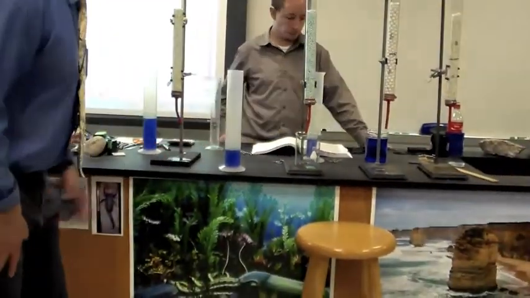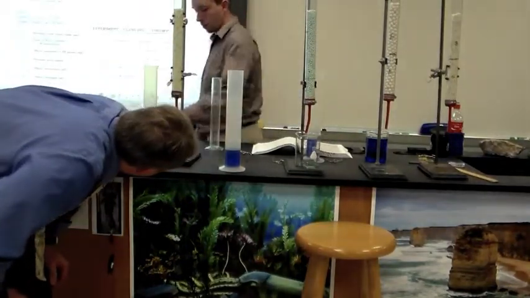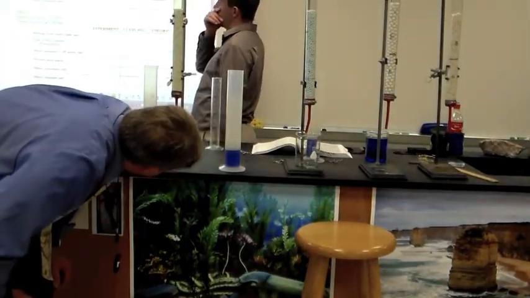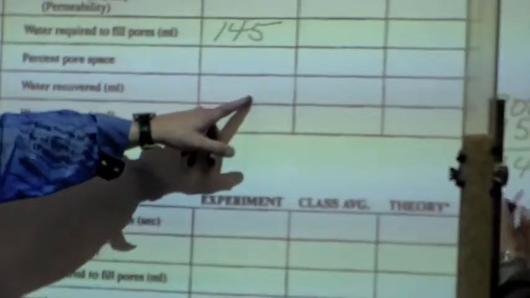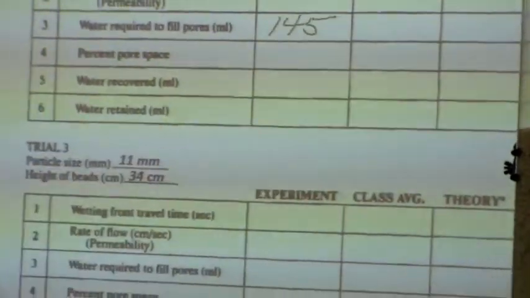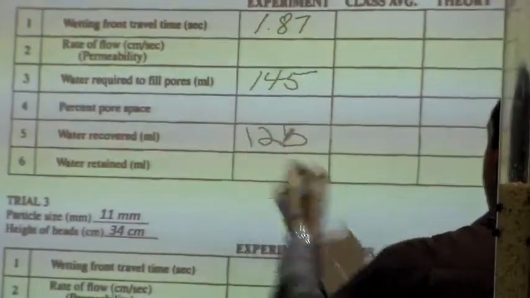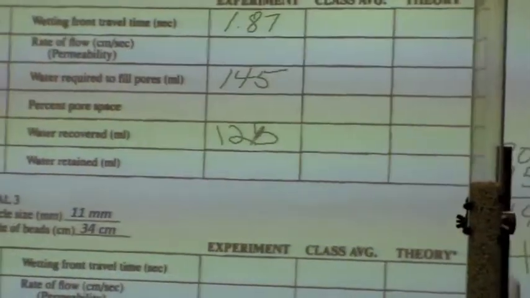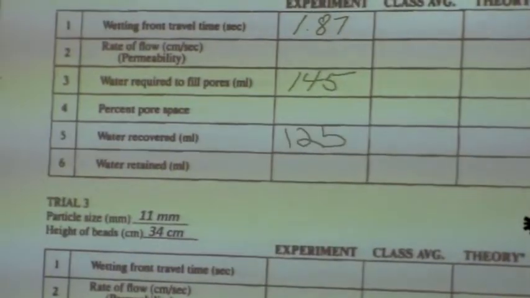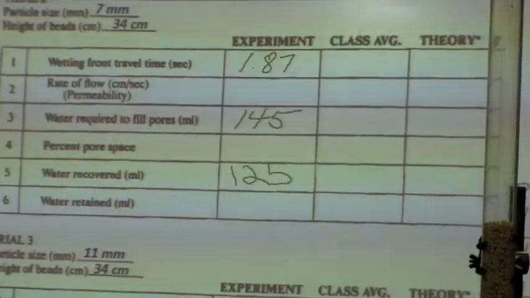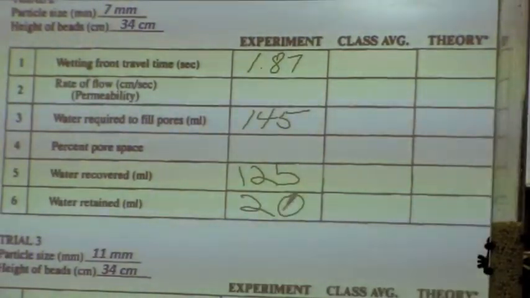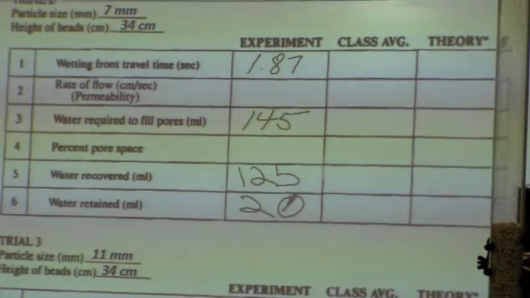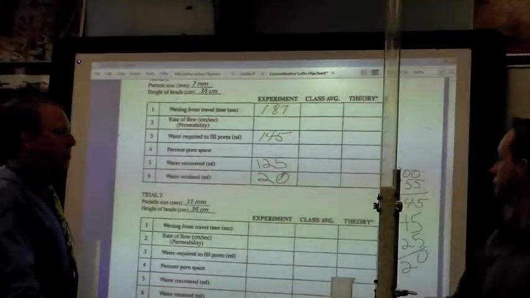What did we get back? We got back exactly 125. So that means the amount of water that was required, 145, minus the water recovered, 125. Oh yes, absolutely, 125. We subtract 145 minus 125, which gives us 20 milliliters. And that's going to be the amount of water retained. 20 milliliters.